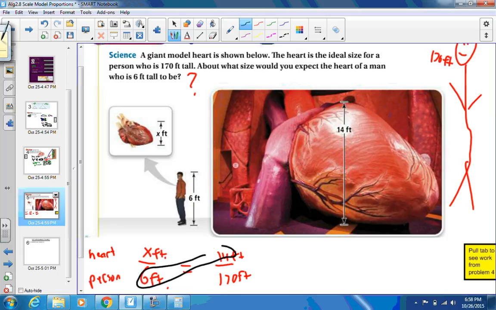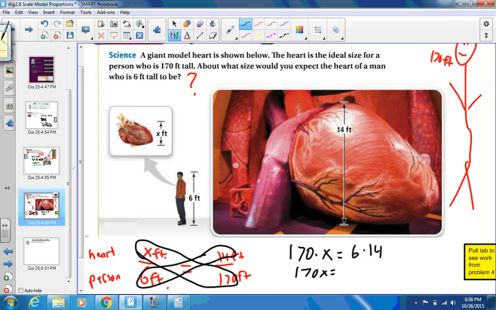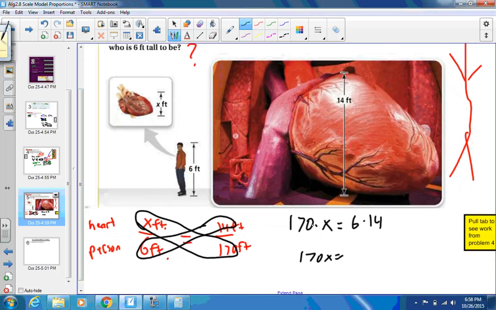So let's use our cross products property. We have 170 times x is equal to 6 times 14. So it'll be 170x equals 6 times 14. So let's think. That'd be 28 times 3 would be 60, 84, I think. I'm going to say it's 84.